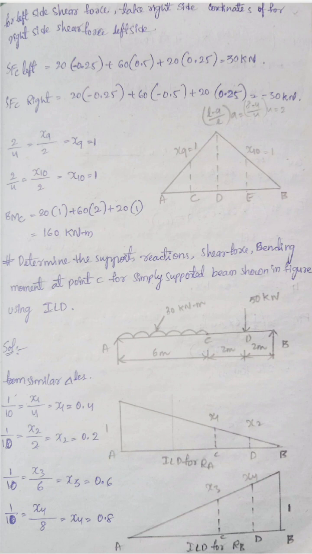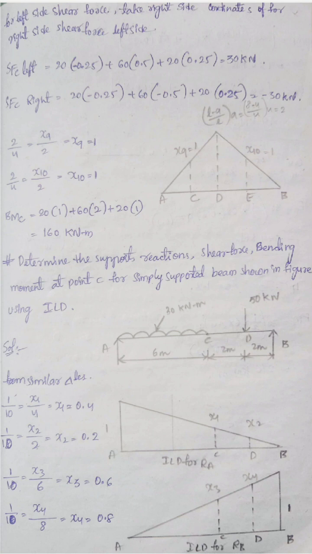That is the problem. So we have drawn an influence line diagram for reaction at A, reaction at B, shear force and bending moment at any point C. Now similarly, the next problem: determine the support reactions, shear force and bending moment at point C for the simply supported beam shown in the figure using influence line diagram. We can see the UDL and a point load here on the simply supported beam.